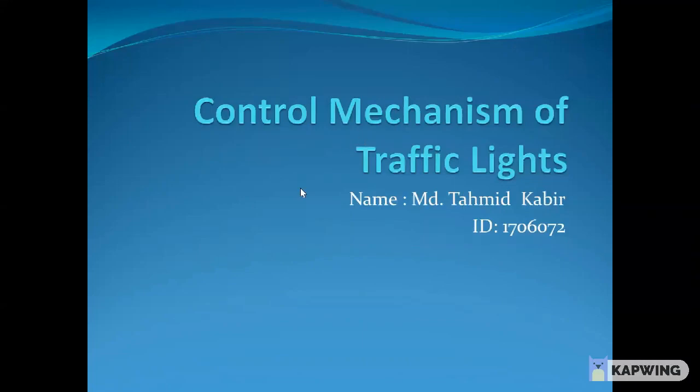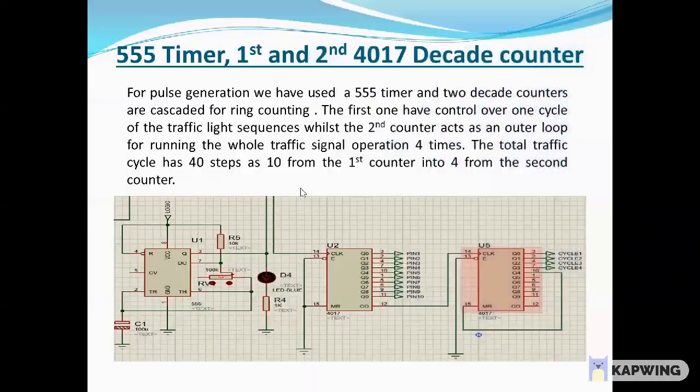Control mechanism of traffic lights. Name Mohammad Ahmed Kabir, ID 1706072. 555 timer, first and second 4017 decade counter. For pulse generation, we have used a 555 timer and 2 decade counters are cascaded for ring counting. The first one has control over 1 cycle of the traffic light sequence. The second counter acts as an outer loop for running the whole traffic signal operation 4 times. The total traffic cycle has 40 steps, as 10 from the first counter times 4 from the second counter.